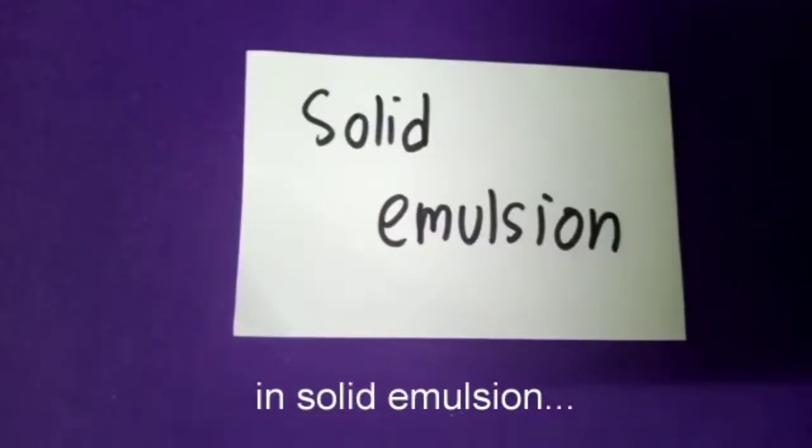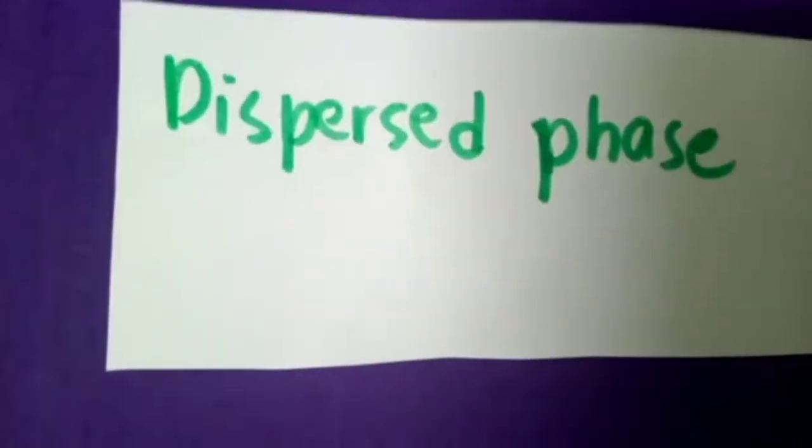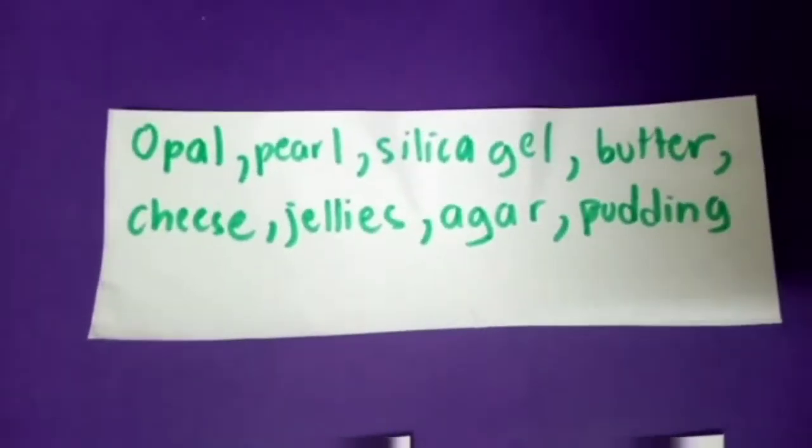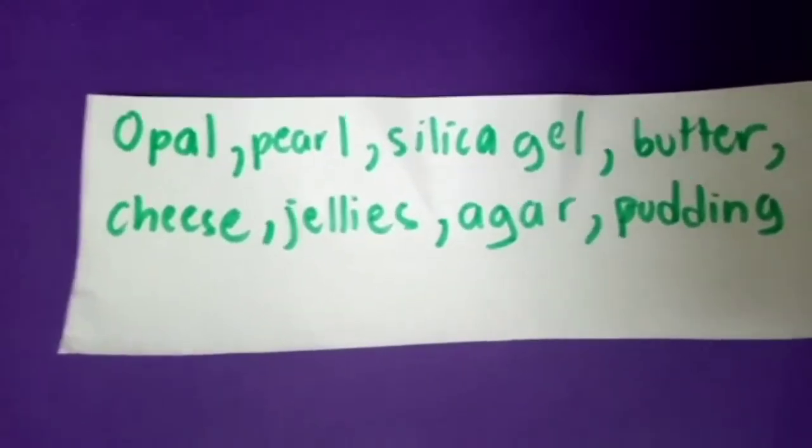In solid emulsion, the dispersion medium is solid and the dispersed phase is liquid. Examples are opal, pearl, silica gel, butter, cheese, jelly, agar, and pudding. This is a pudding. This is a cheese.